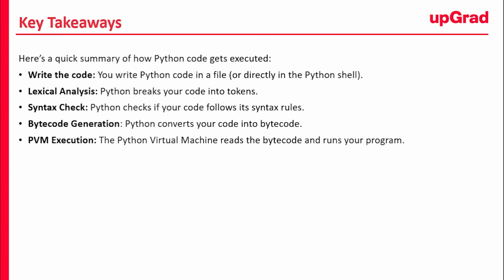So what are the quick takeaways for this video? Here's a quick summary. Number 1, write the code. You write Python code in a file, or in the Python shell. Then lexical analysis happens, where Python breaks your code into basic tokens. Then syntax check, where Python checks if your code follows the syntax rules. Then bytecode generation, where Python converts your code into bytecode. And finally PVM execution. The Python virtual machine reads the bytecode, runs your program and shows the output. So these are all the steps involved in how your Python code is actually executed behind the scenes.